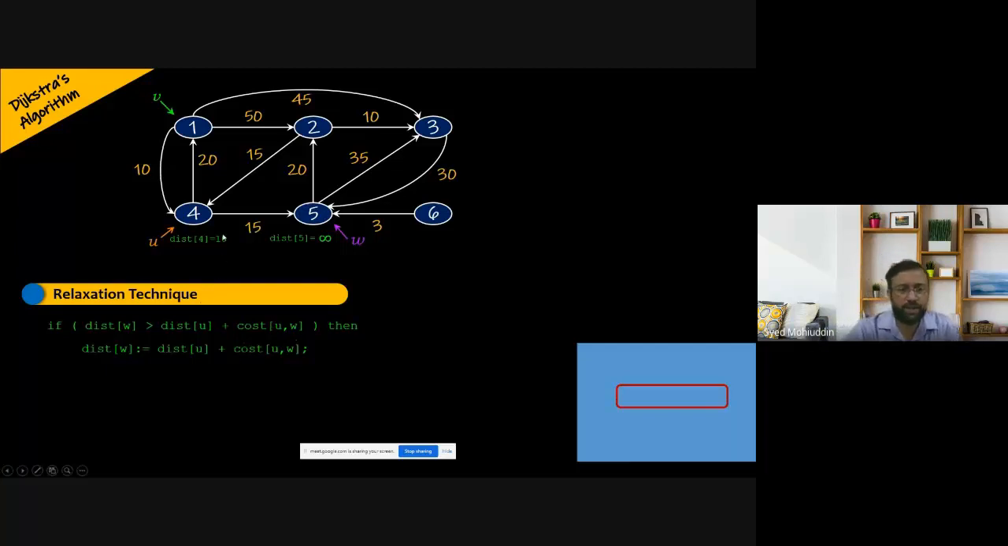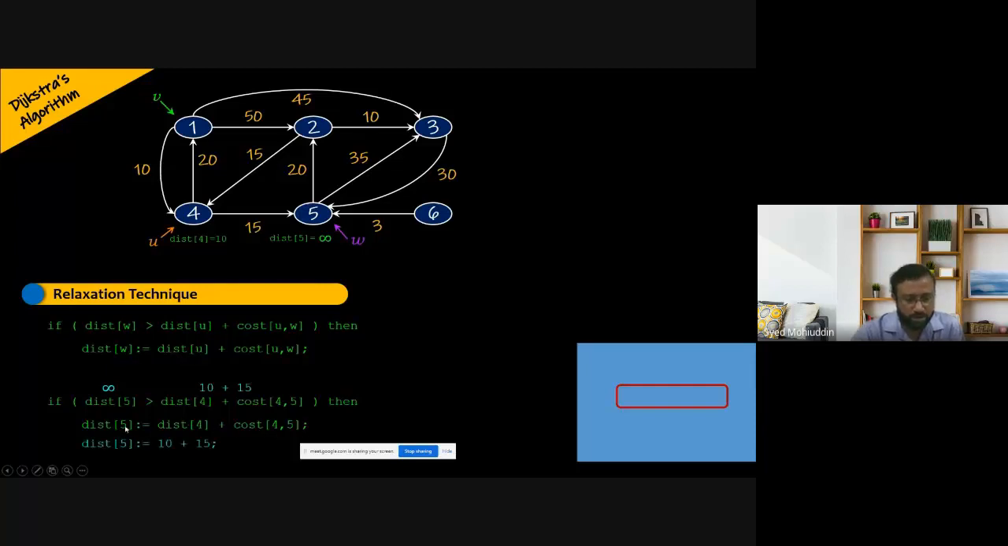Is the cost of the edge, that is 15. So if we have 10 plus 15, which will be 25. So 25 over here, I have simplified it. Distance of 5, currently infinity, is greater than 25? Yes, it's true. So what do you do? You update the distance from 4, distance of u plus cost of 4 comma 5. So now distance of 5 will become 10 plus 15, which is 25. So instead of infinity, this will change to 25.